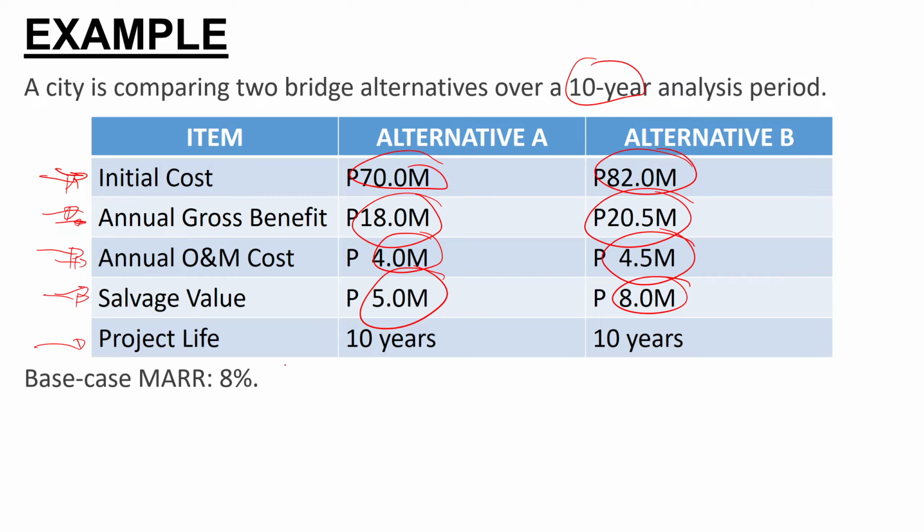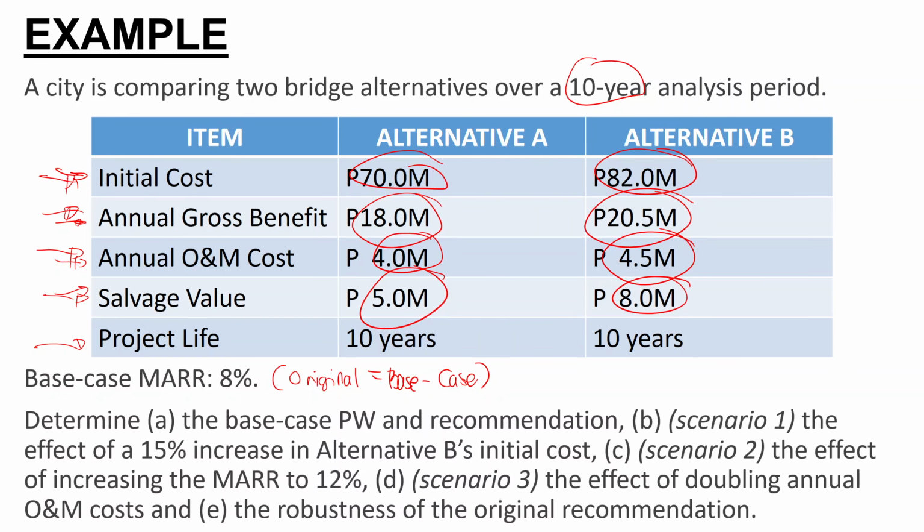Base case MARR. If you are confused with the word base case, just think of original. Base case is original. Yeah, they are just the same. Base case or original MARR is 8%. Now, you might ask which variable should be changed and how much should be changed. Generally this will be stated in our problems.